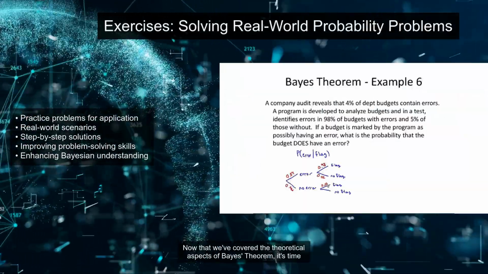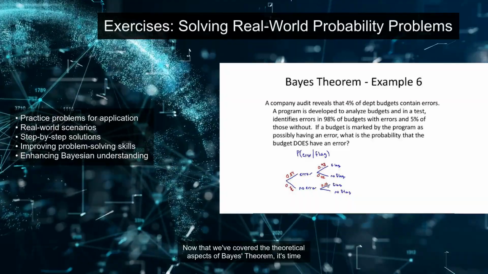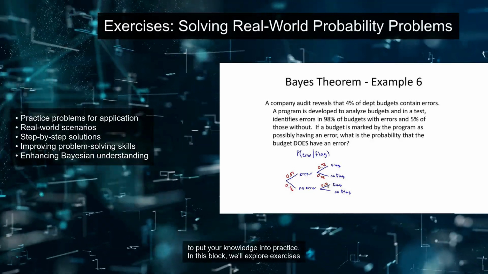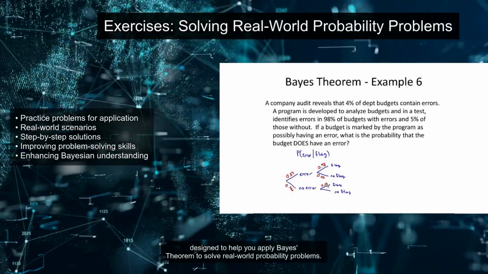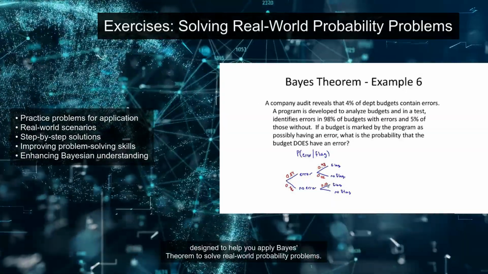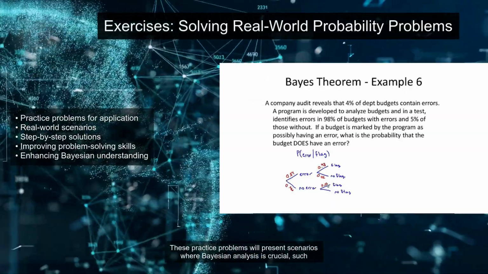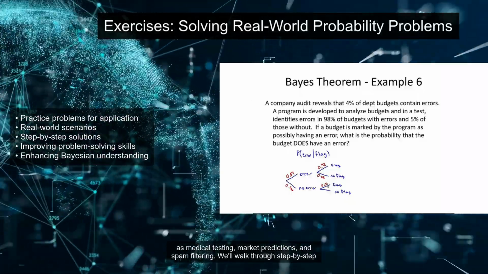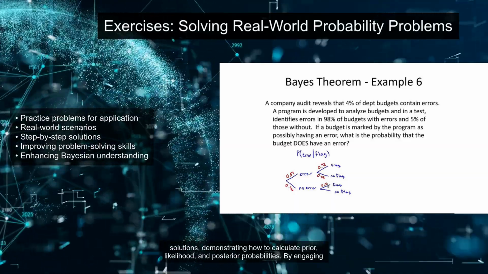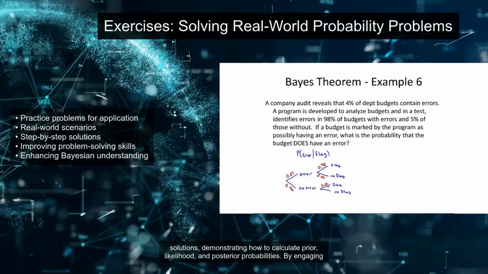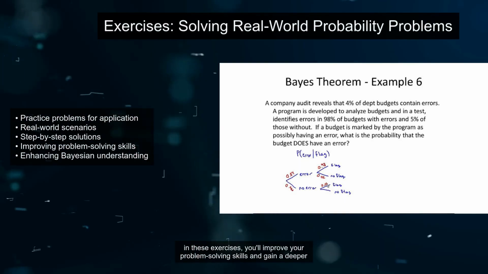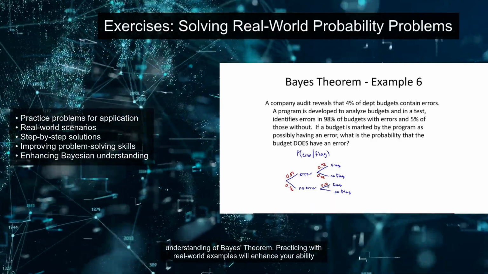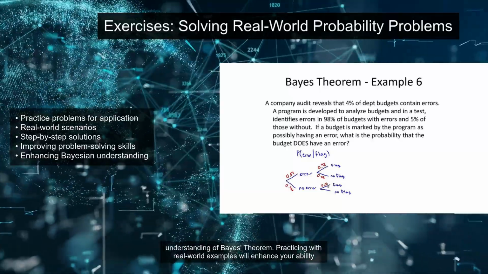Now that we've covered the theoretical aspects of Bayes' theorem, it's time to put your knowledge into practice. In this block, we'll explore exercises designed to help you apply Bayes' theorem to solve real-world probability problems. These practice problems will present scenarios where Bayesian analysis is crucial, such as medical testing, market predictions, and spam filtering. We'll walk through step-by-step solutions, demonstrating how to calculate prior, likelihood, and posterior probabilities. By engaging in these exercises, you'll improve your problem-solving skills and gain a deeper understanding of Bayes' theorem.